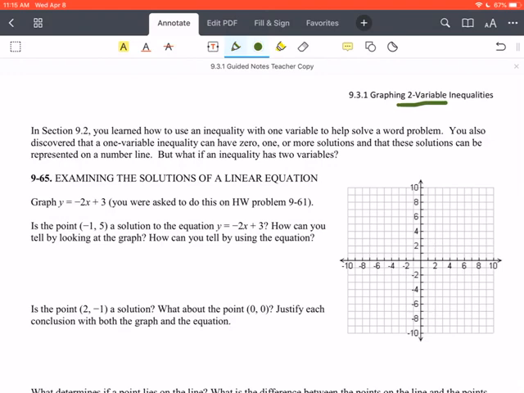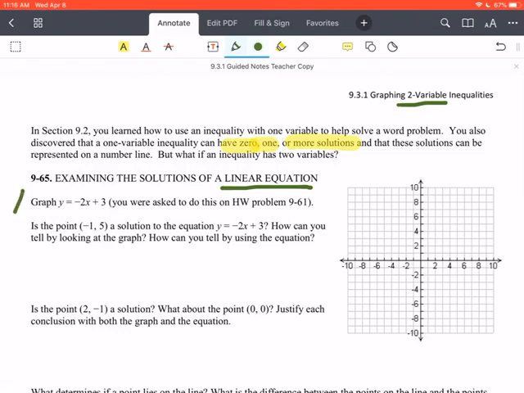It says, in section 9.2, you learned how to use an inequality with one variable to help solve a word problem. You also discovered that one variable inequalities can have 0, 1, or infinitely many solutions that can be represented on a number line. Okay, but what if the inequality has two variables? Usually it's going to be an x and a y. So first we are going to look at what the solutions of a linear equation look like. Okay, we've been working with equations, equal signs this entire year.